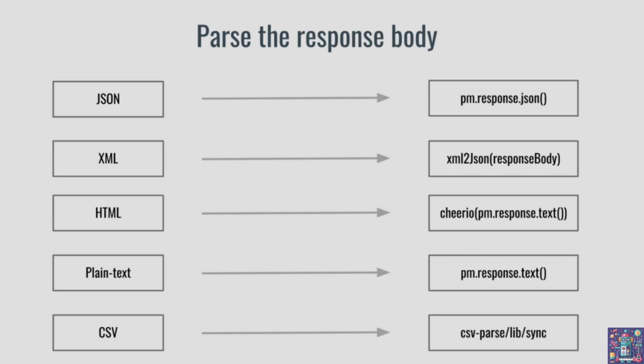Now, as I said, JSON is probably the most common and most of you will not have to deal with any other formats. In that case, it's just as simple as calling pm.response.json to parse the response body, and then you can just start writing tests.